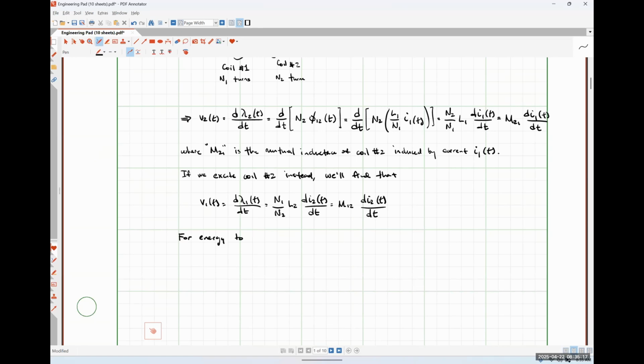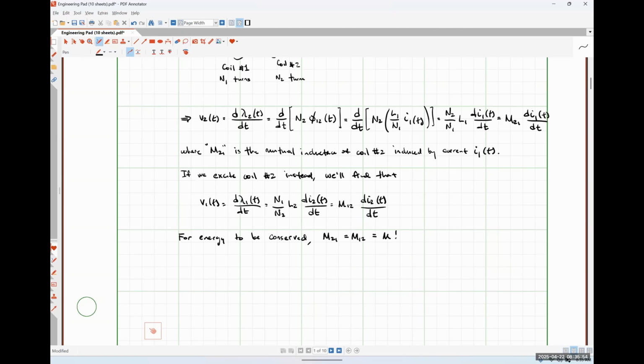So for energy to be conserved, M21 must equal M12. And so we're now just going to call our mutual inductance M, and we're not going to worry about whether it's between coil two and the current one or between coil one and the current two. Okay, so we're just going to deal with that.